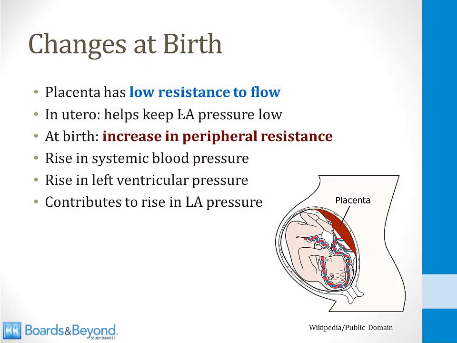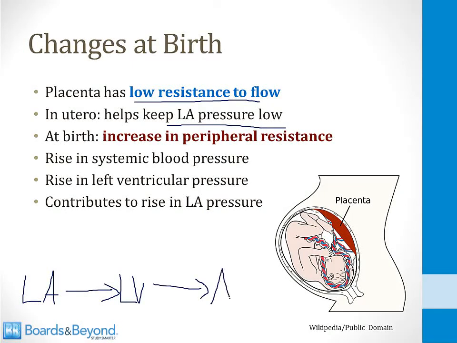And then the final topic that I'll mention in this video is that the placenta has a low resistance to flow, and in utero, this helps to keep the left atrial pressure low. Remember that the left atrium pumps blood into the left ventricle, and in utero, the left ventricle has a very easy time moving blood into the aorta. That's because the aorta is connected to the placenta, which is a very low resistance structure.